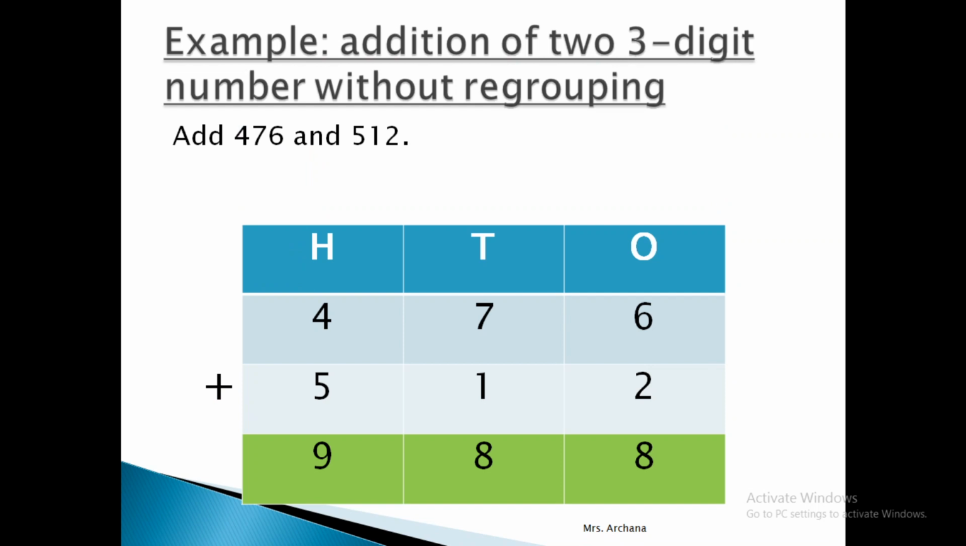The example is you have to add 476 and 512. This is ones place, this is tens place, and this is hundreds place. Arrange the numbers. First is 476, second is 512, and addition. The result is here. See, 6 plus 2 is 8, 7 plus 1 is 8, and 4 plus 5 is 9.